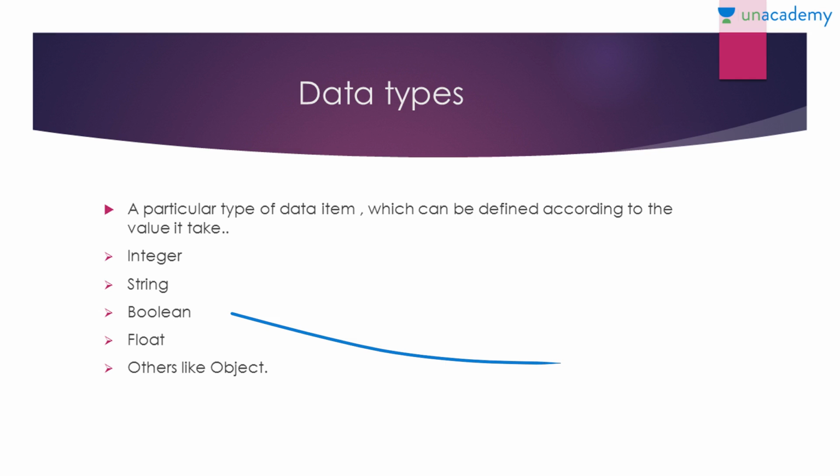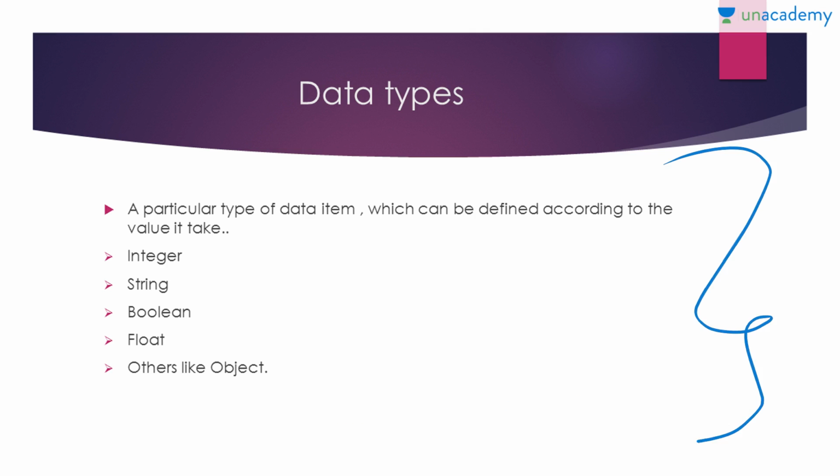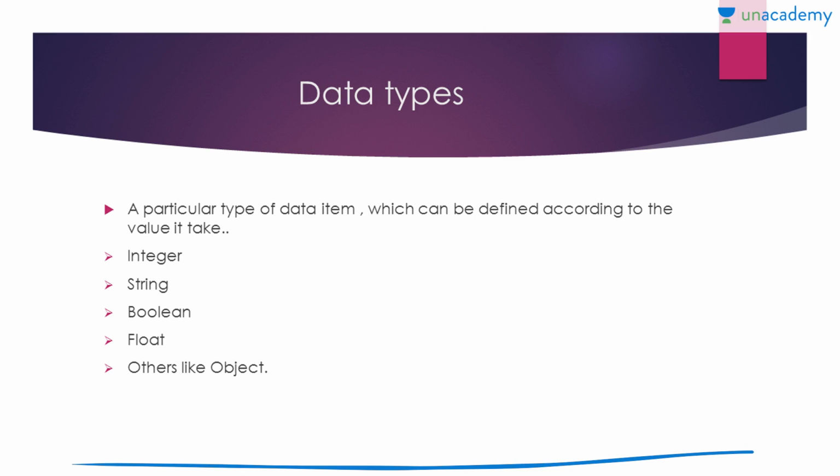Now if the data is in decimal form, I have 15.9, which is a data, and it's in decimal form, I'll say that it's a float data type, right? So in this way we can define different data types. It's a very simple concept, right?